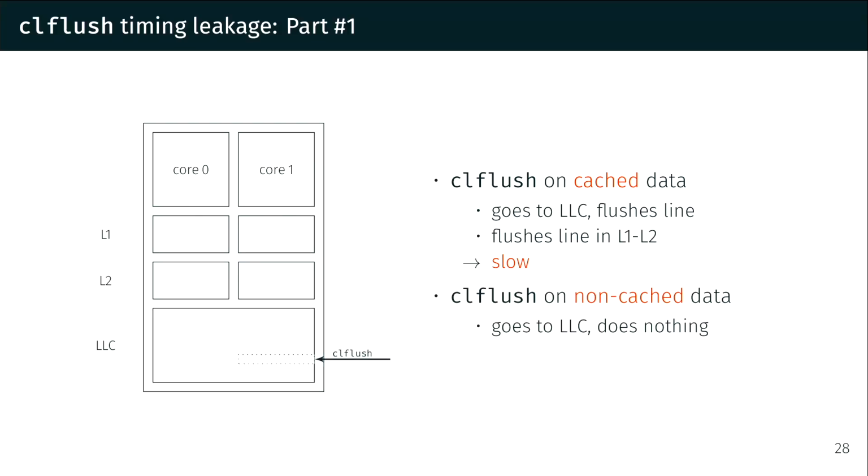Now, if you perform CLFlush on some data that is not cached, basically it does the same: it goes to the last level cache, sees that there's no line, and this data can't be anywhere else in the cache, because it would be in the last level cache if it was anywhere. So it does nothing and stops there. So that's fast.